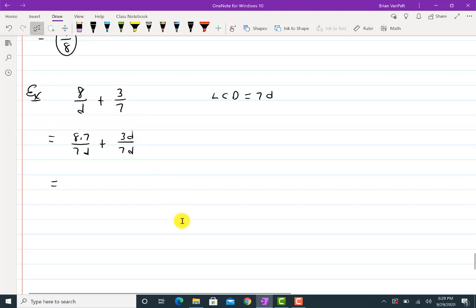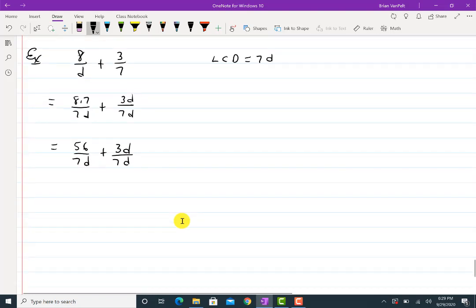I mean, this is following the rules like it's supposed to. Then I'll have 56 over 7d plus 3d over 7d. Add them together, and I get 56 plus 3d over 7d. And there's no way to simplify this. If this were a multiplication symbol, I might be able to simplify, but in fact it is not. So there is nothing that I can do. You can't really cancel across an addition sign.